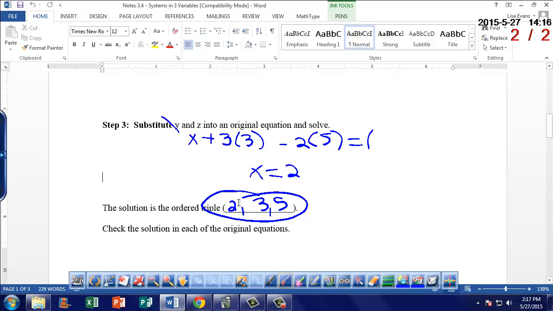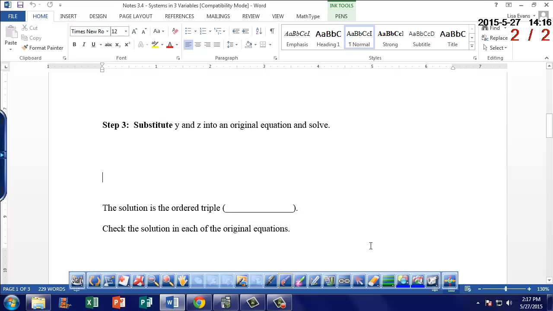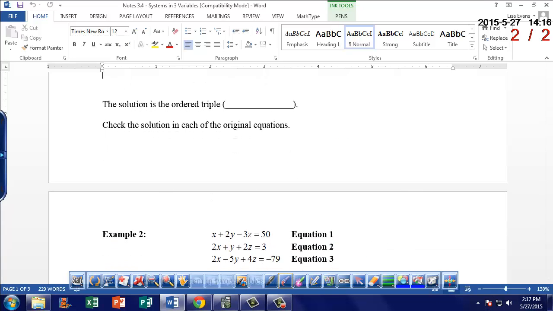So not too bad, but it's very easy to make a mistake. So really watch your signs, really watch your math. Write out your steps so you can see if you make a mistake. You can kind of go back and take a look. So let's go ahead and get started with the next problem.